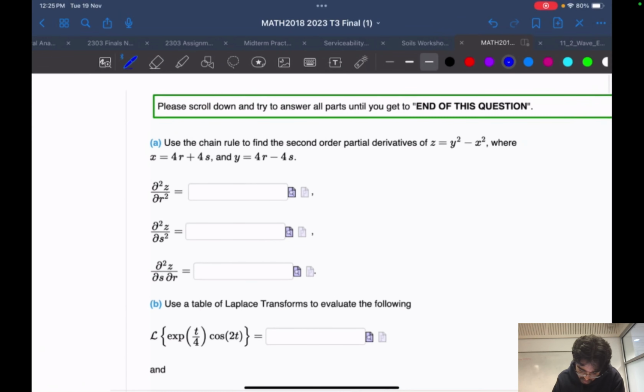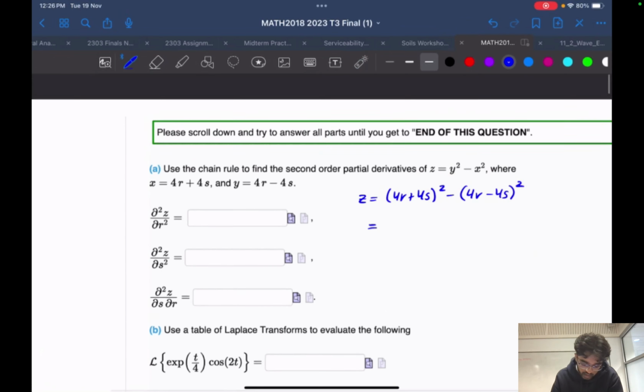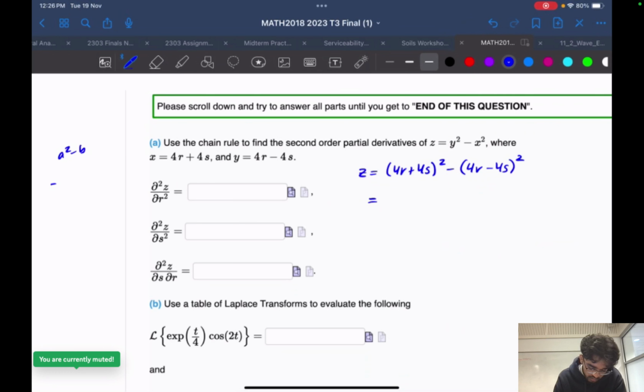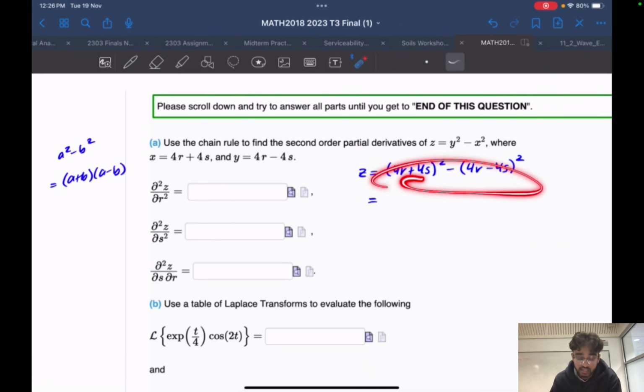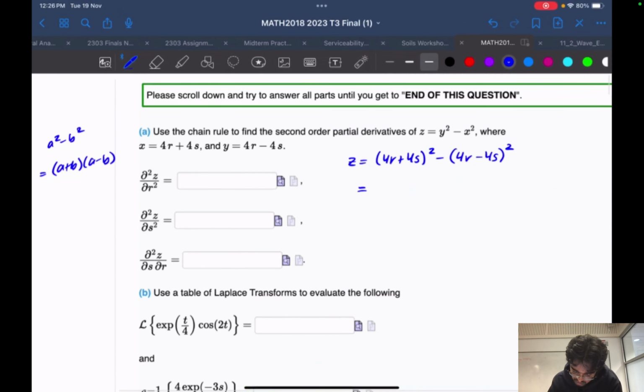So, firstly, z is equal to 4r plus 4s all squared minus 4r minus 4s all squared. Okay. You can differentiate this straight away. However, I'm going to use the difference of two squares rule. So pretty much, if you have something like a squared minus b squared, you can make it into a plus b and a minus b. I'm going to use that real quick to simplify our z equation. I didn't do that in my solutions, but I've just realized it makes it much more simple.